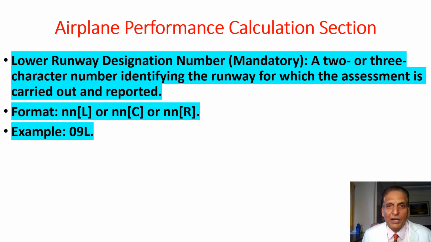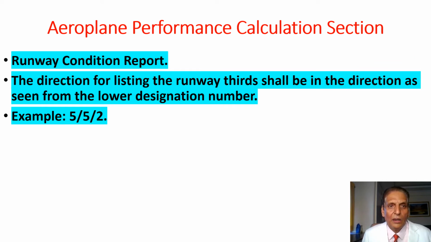Lower runway designation number is also mandatory. A 2 or 3 character number identifying the runway for which the assessment is carried out and reported. This is the format. Example 09 left or 09. Runway condition code: the direction for listing the runway thirds shall be in the direction as seen from the lower designation number. Example 552. That means the first third of the runway has runway condition code 5, the second also has runway condition code 5, and the third has runway condition code of 2.